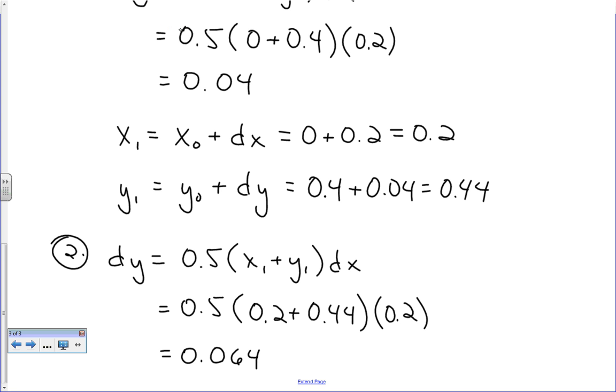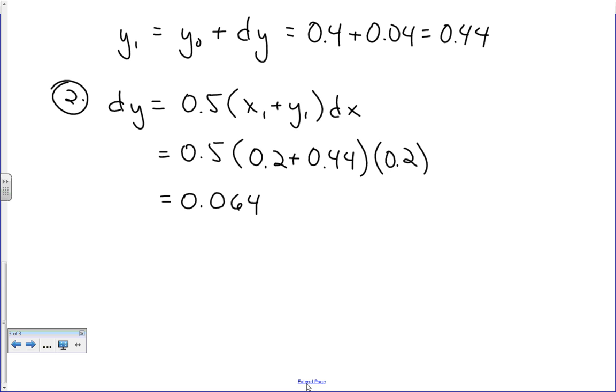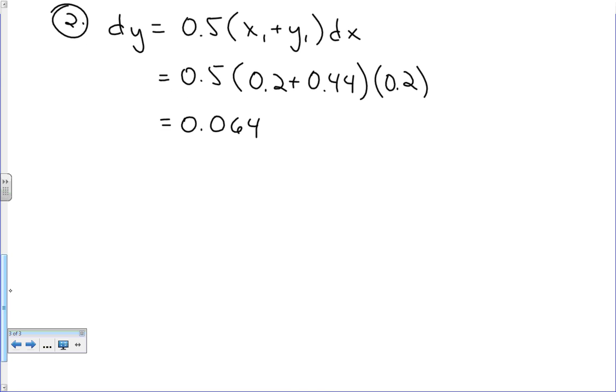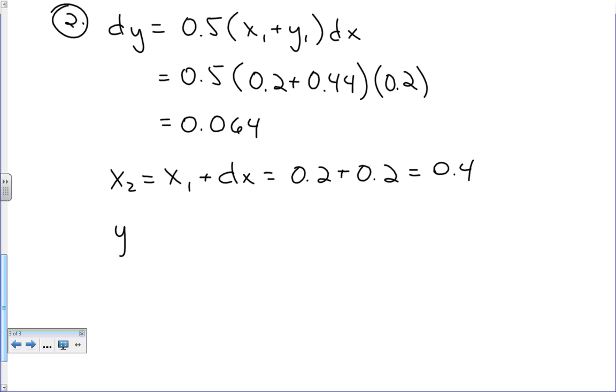0.064. So now, let's calculate the next x and y value. Based on the work that I just did there, I should be able to do that. x sub 2 is equal to x sub 1 plus my change in x. Again, this is the easy part. x sub 1 was 0.2. My change in x was 0.2. That is the dx, so we get 0.4. Again, that's the one that we said was the easy one to calculate.